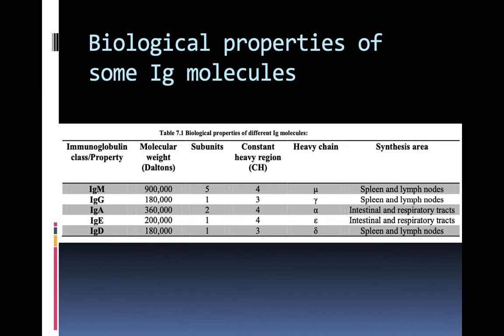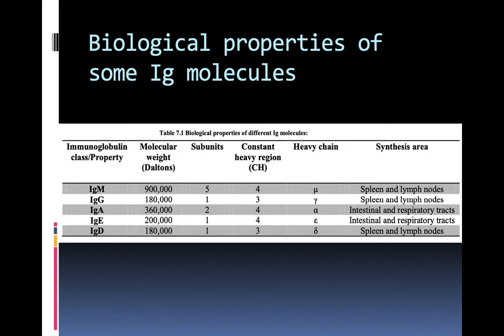IgM is the biggest, the heaviest among the five, weighing 900,000 daltons. Then the next is IgA, followed by IgG and IgD. And then next is IgE. So we have IgM, the heaviest, IgA, 360,000 daltons, IgE, 200,000. And the lightest are IgG and IgD.